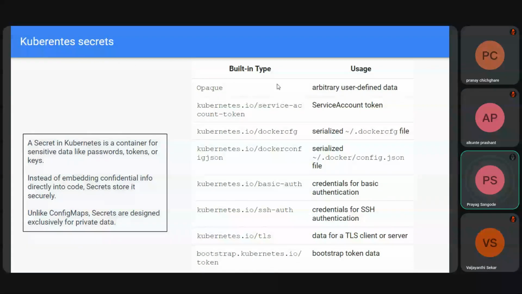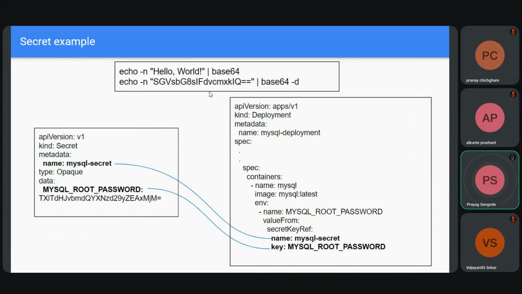There are various types of secrets: opaque, service account related, Docker related, SSH related, and TLS. But we'll be seeing one of those, the opaque one. So how do we do that? Though we call it a secret, generally it is not encrypted. It is just encoding.